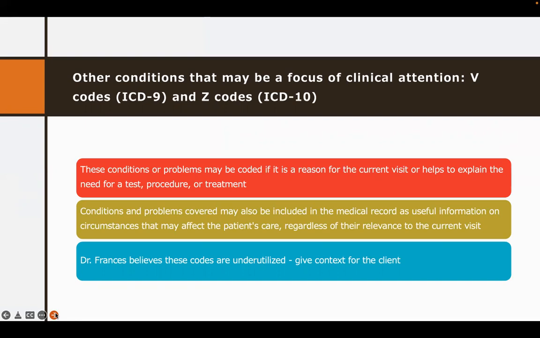So these are conditions or problems that may be coded if it is a reason for the current visit or helps explain the need for a test, procedure, or treatment. So these are conditions and problems included in the medical record because they're useful information on the circumstances that may affect your client's care, regardless of their relevance for the current visit. So you have essentially choices of how to use these. Again, as I agree with Dr. Francis, I think these codes are underutilized. So use them liberally, use them freely, add context to any sort of diagnosis.